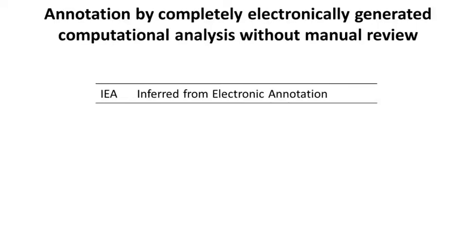Finally, because the speed at which genes and genomes are sequenced far exceeds the speed at which experimental biologists can study them in the lab, or the speed at which any curator teams can review the evidence, many genes were annotated by completely electronically generated computational analysis without manual review. These are usually considered weaker evidence than manually reviewed evidence, but they are invaluable in covering orders of magnitude more genes. They are labeled as IEA for inferred from electronic annotation. The methods used for the inference are similar to what we saw in the last slide.